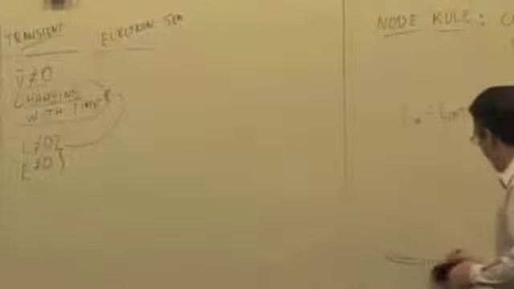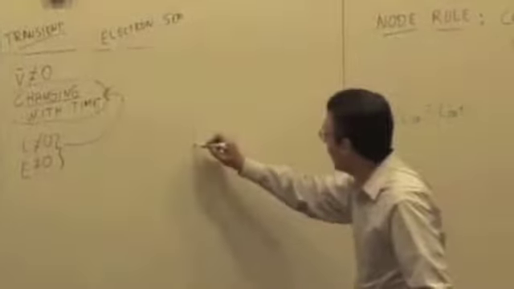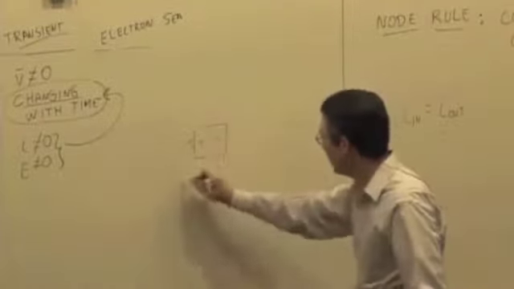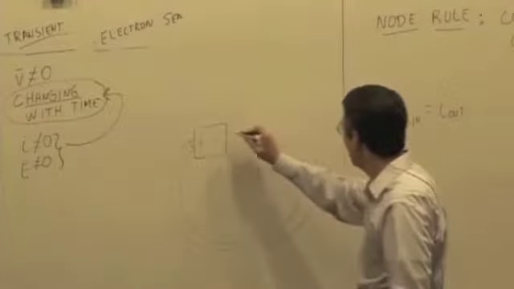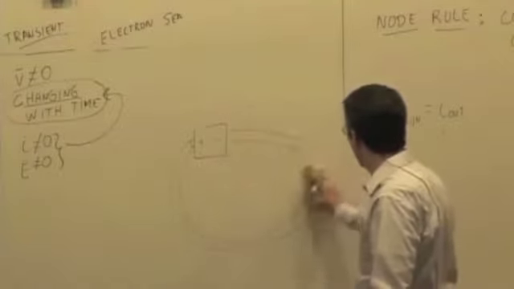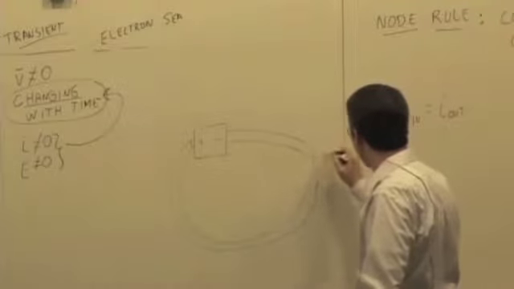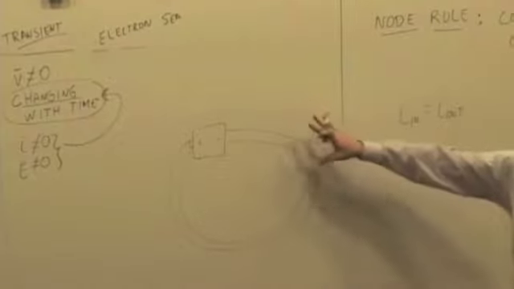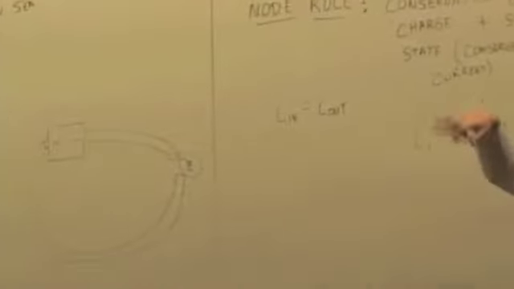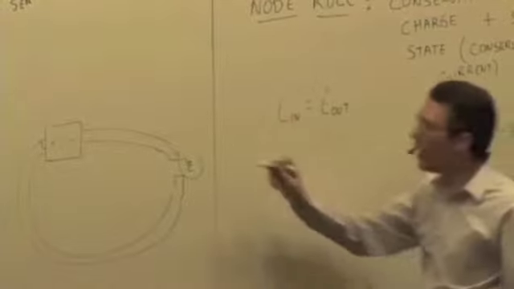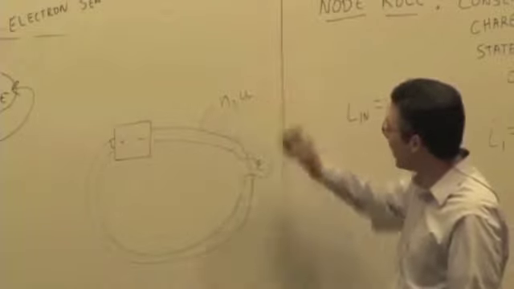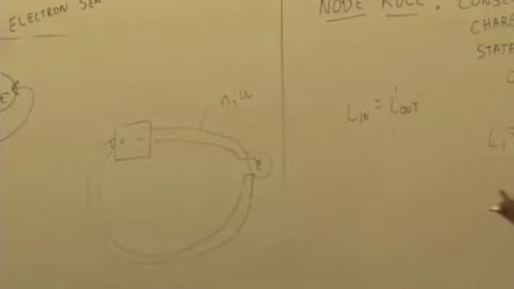Here is the, let's draw that circuit again. So here's the battery, and here's the light bulb. Let's assume that it's the same type of wire throughout the entire circuit, right? So the wire here has some electron density N, and it has some electron mobility U, okay?